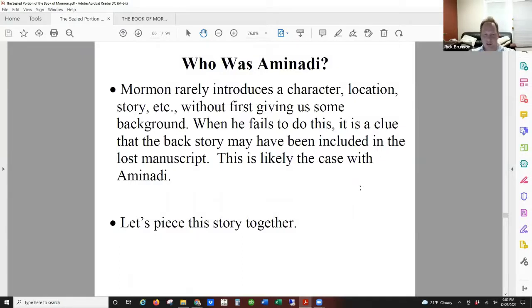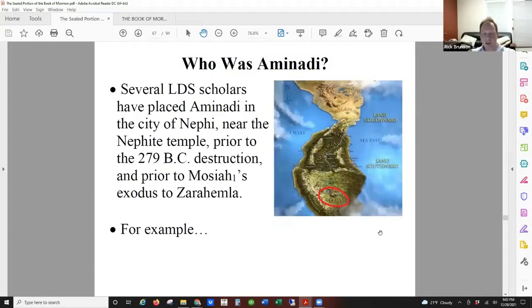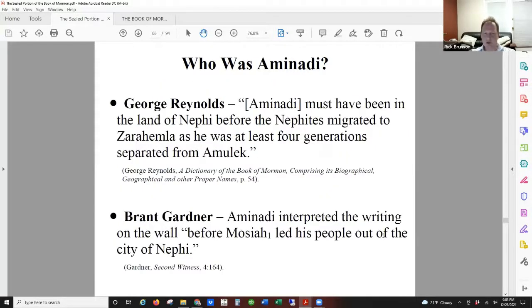So let's piece this story together. Several LDS scholars have placed Aminadi in the city of Nephi, near the Nephite temple, prior to this 279 BC destruction, and prior to Mosiah's exodus from Zarahemla. For example, George Reynolds wrote, Aminadi must have been in the land of Nephi before the Nephites migrated to Zarahemla, as he was at least 4 generations separated from Amulek.